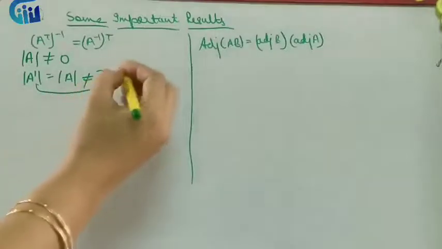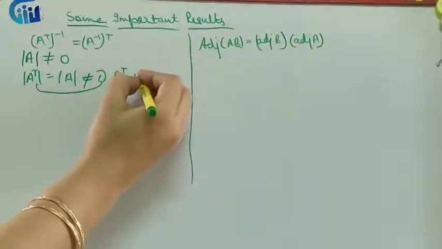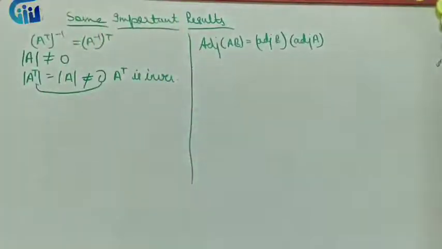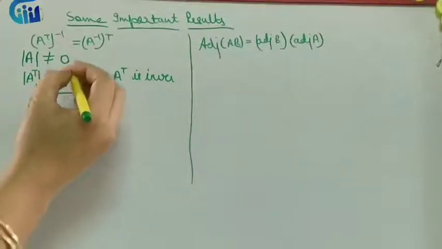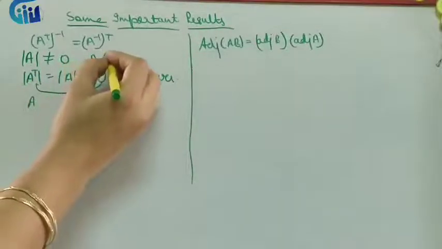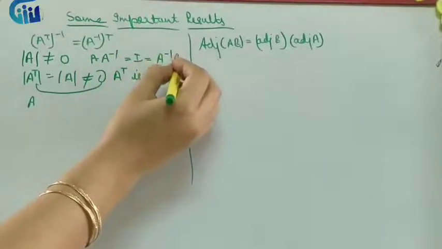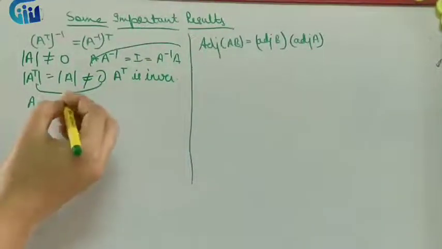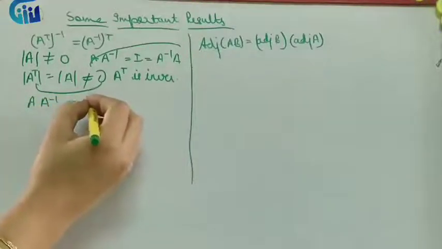So it means A transpose is invertible. This we know. Now, since A is invertible, A into A inverse is equal to identity, which is equal to A inverse into A. When a matrix is invertible, A inverse into A is equal to identity. So I'll start from this particular thing. I'll write A into A inverse is equal to identity.